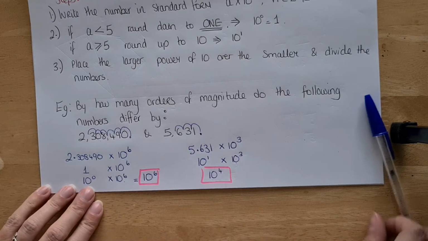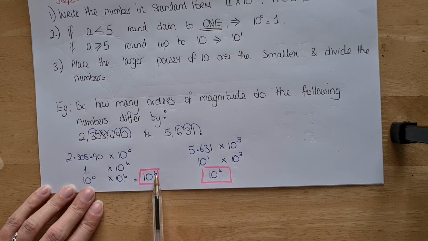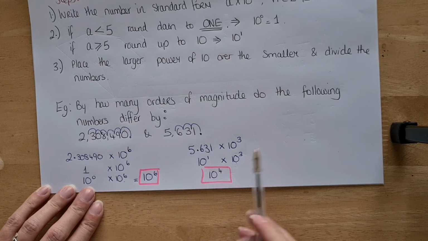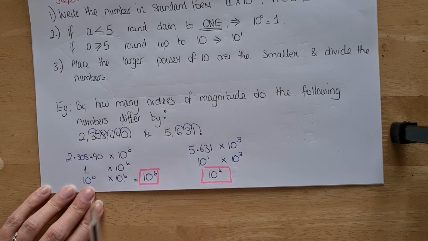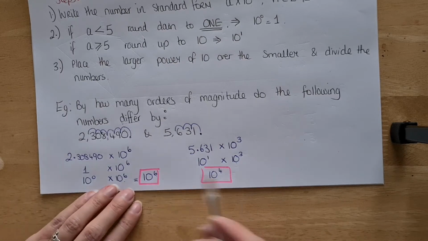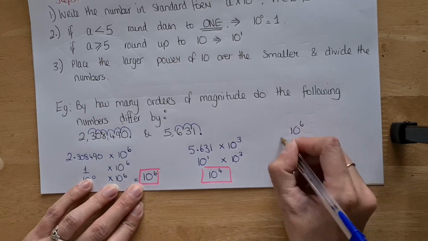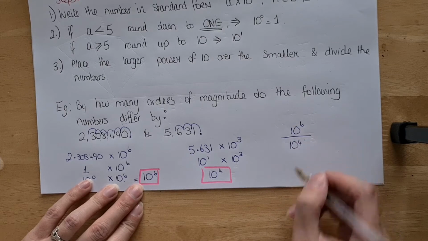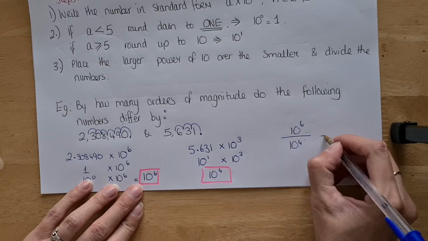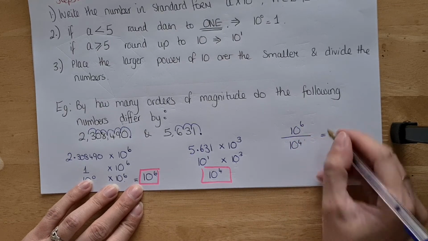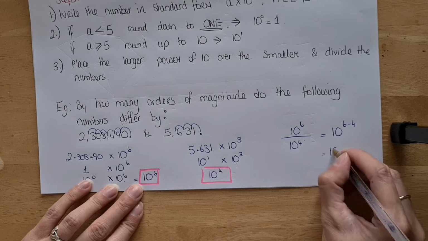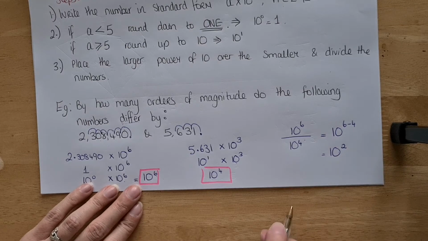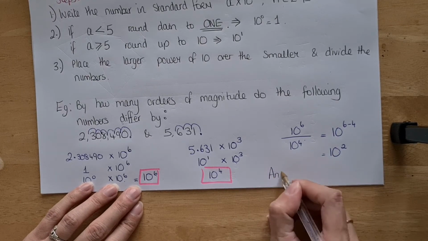Okay, so basically, this number had 6 orders of magnitude. This number had 4 orders of magnitude. The question said, by how many orders of magnitude do they differ? Put the larger one over the smaller one. 10 to the power of 6 is larger than 10 to the power of 4, so you're now dividing them. Rule of indices: when you're dividing, you subtract the powers. So it's going to be 10 to the power of 6 minus 4, which is 10 to the power of 2.